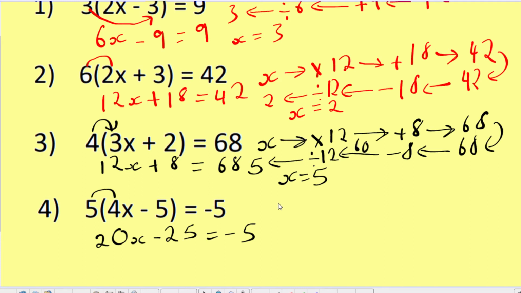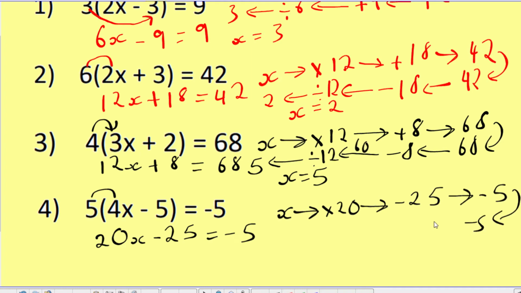Okay, into our function machine. So x arrow, times 20, minus 25, gives us minus 5. Okay, let's reverse. Minus 5, plus 25, divided by 20, and that's going to give us our x. So minus 5 plus 25 is 20. 20 divided by 20 is 1. So here in this final one, x is equal to 1.